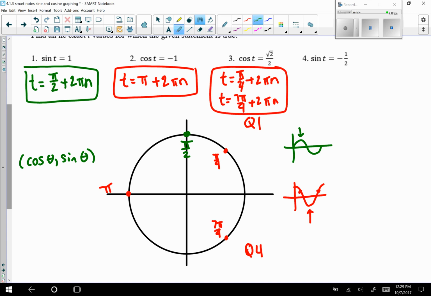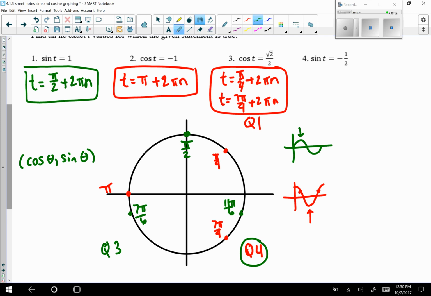So if I look at the sine equation, sine of t is equal to negative 1/2. So I have to think about where the sine is negative. So I get negative values in quadrant 3 and in quadrant 4. So negative 1/2 would be here and here on my unit circle. So I have to think about those radian measures. So 7 pi over 6 and 11 pi over 6.